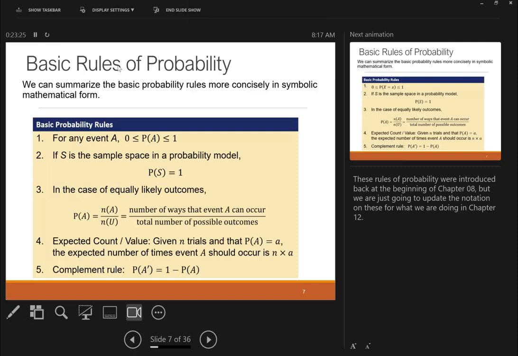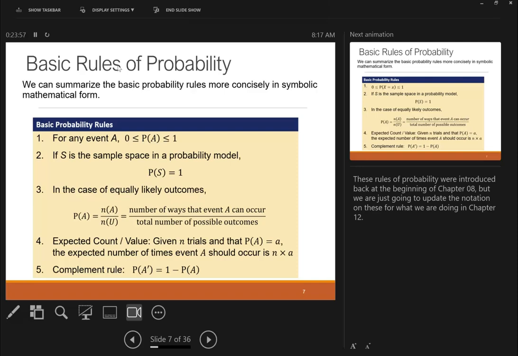Our expected count, or expected value, is really going to be the same thing as the mean. It says that given n trials and the probability that A occurs is equal to A, the expected number of times event A should occur is n times A, right? Like, we flipped a coin 10 times. How many times would you expect to get heads? 5, right? If you did 5 times 0.5.